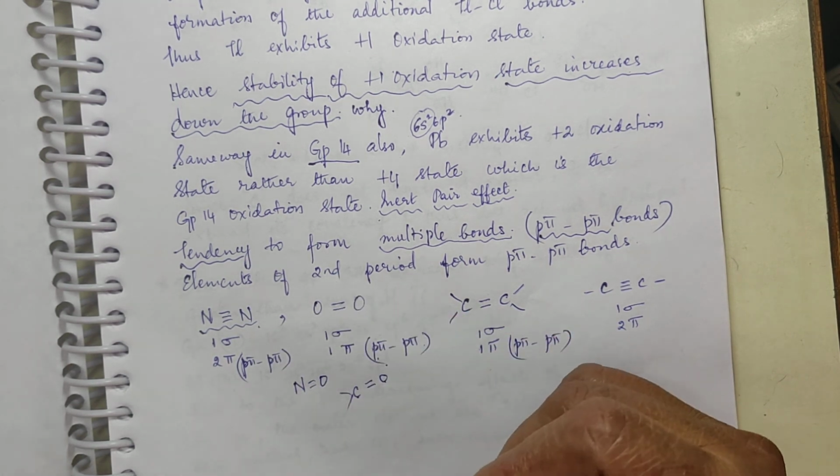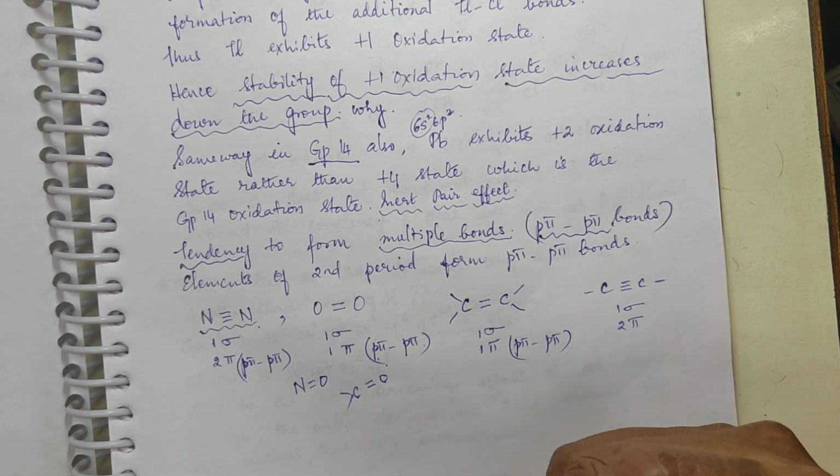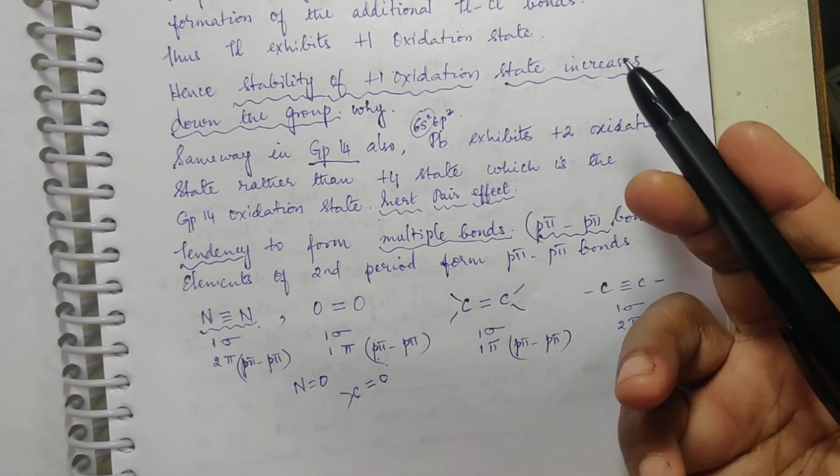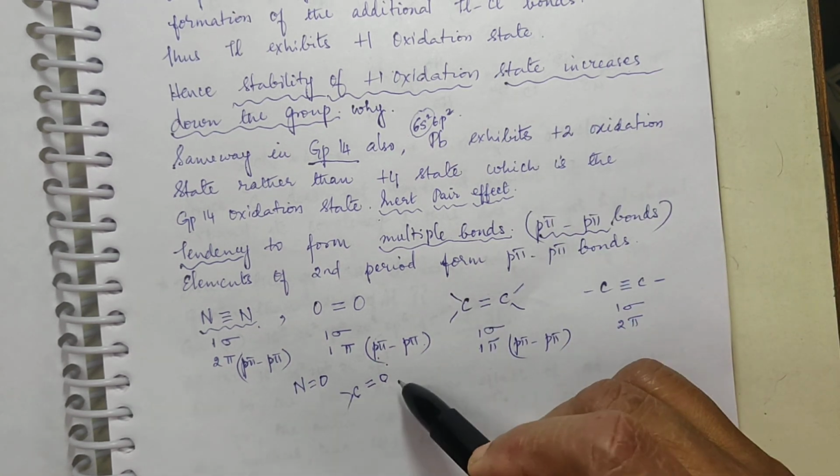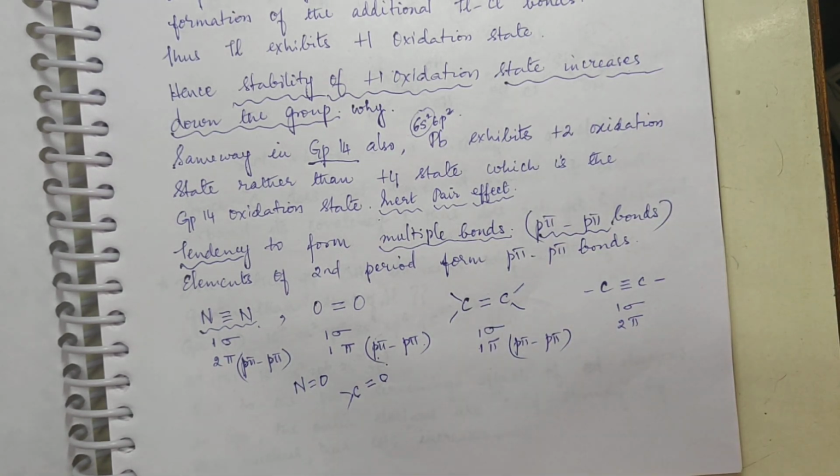Now when you see heavier members, you will find they show d pi p pi. That you will study later in 12th class. Right now it is enough if you know p pi bonds. Right.